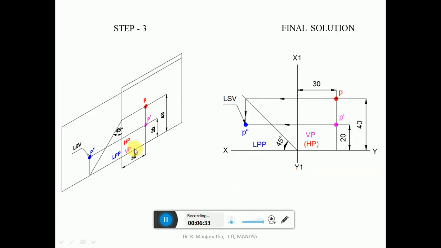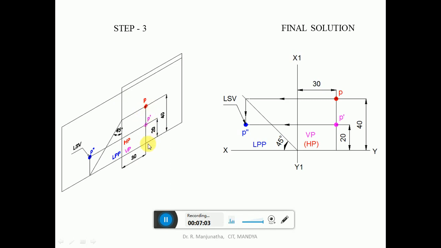Now we will go to step 3, wherein the horizontal plane is completely rotated by 90 degrees and LPP is also rotated by 90 degrees on the left side. Then the corresponding images are also rotated. The distance behind LPP, which is 30 mm, is seen both in VP as well as in HP. So from this line you measure 30 mm and draw a vertical projector.